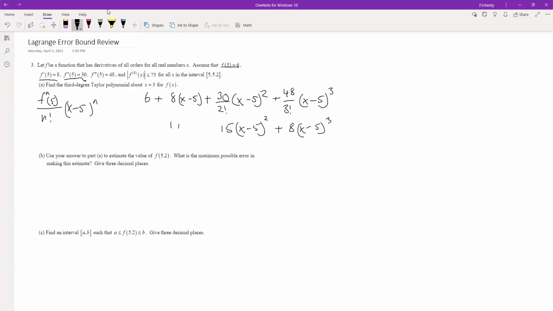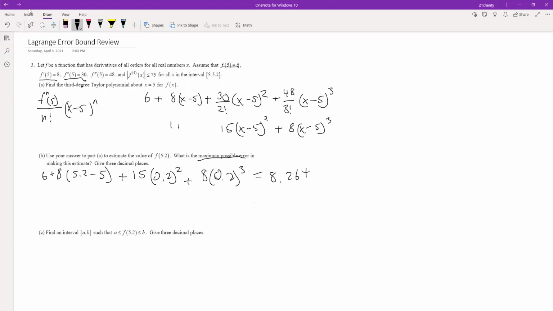So this is the Lagrange error bound. First, we'll just estimate the value of f of 5.2. So we're just plugging in 5.2 for x. So that's just 6 plus 8 times 5.2 minus 5, which is just 0.2, and so on. And that equals approximately 8.264. So you can just use a calculator for that. And now we have to estimate the maximum possible error in this estimate.